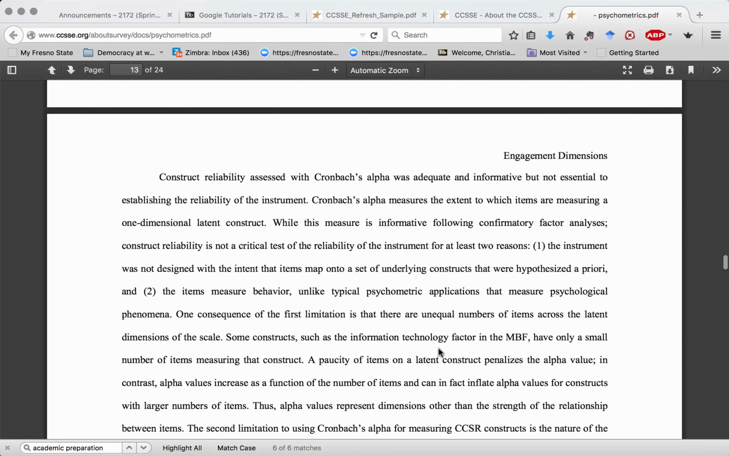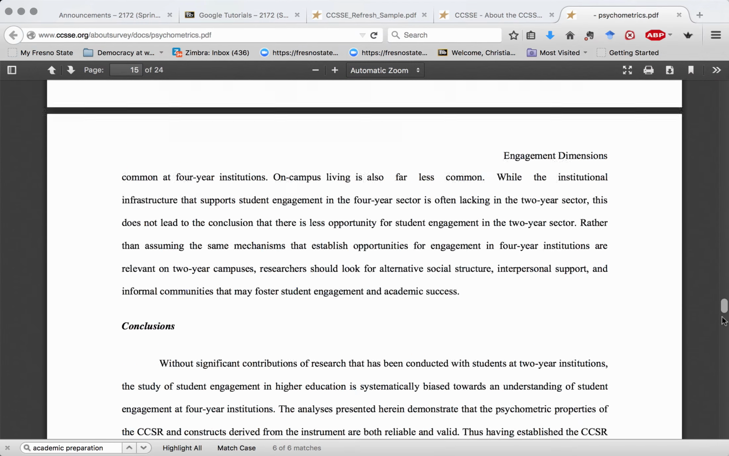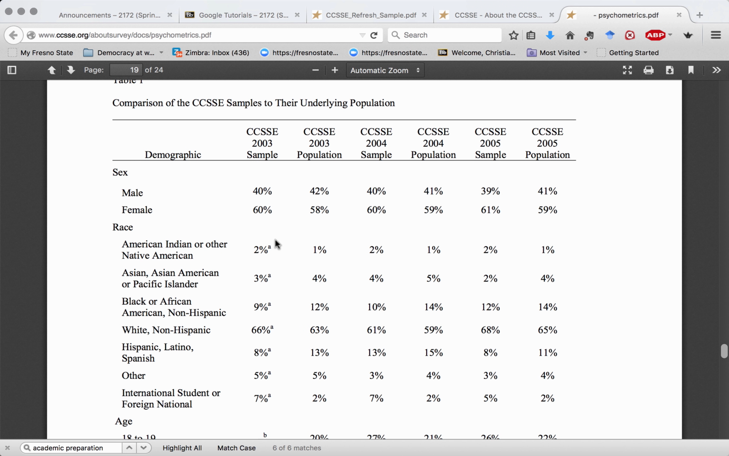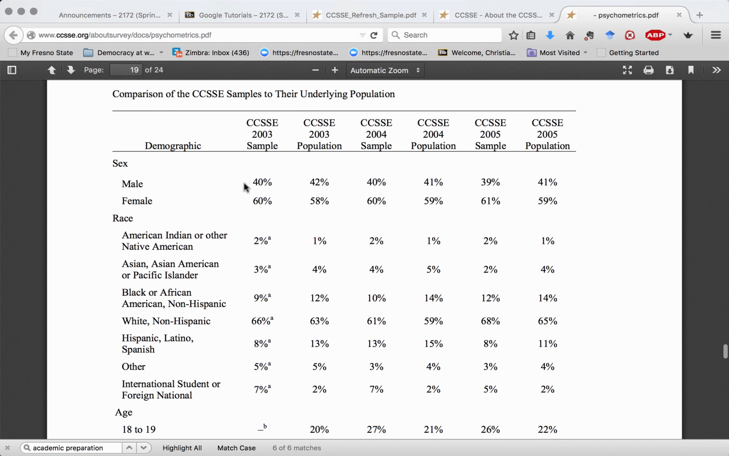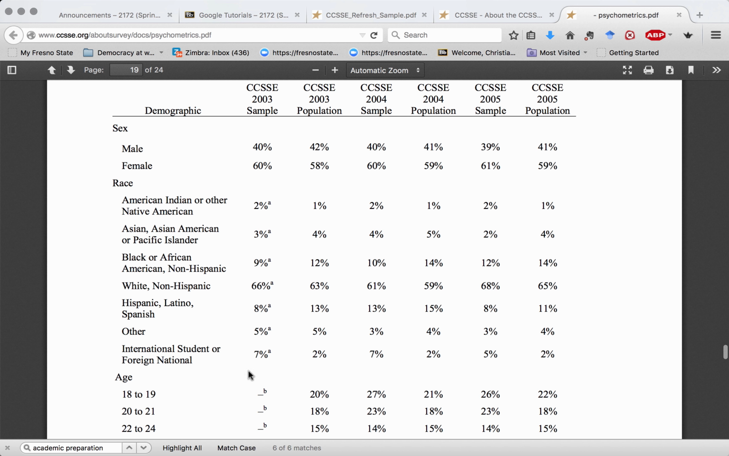And then there's this discussion, which is fine, but we want to take a look at the numbers. First thing would be to look at the different populations of the samples, right? These different samples. And what would be important is, is this sample representative of your population or of your sample, right? So here we have 40% male, 60% female. And then we have race, right?